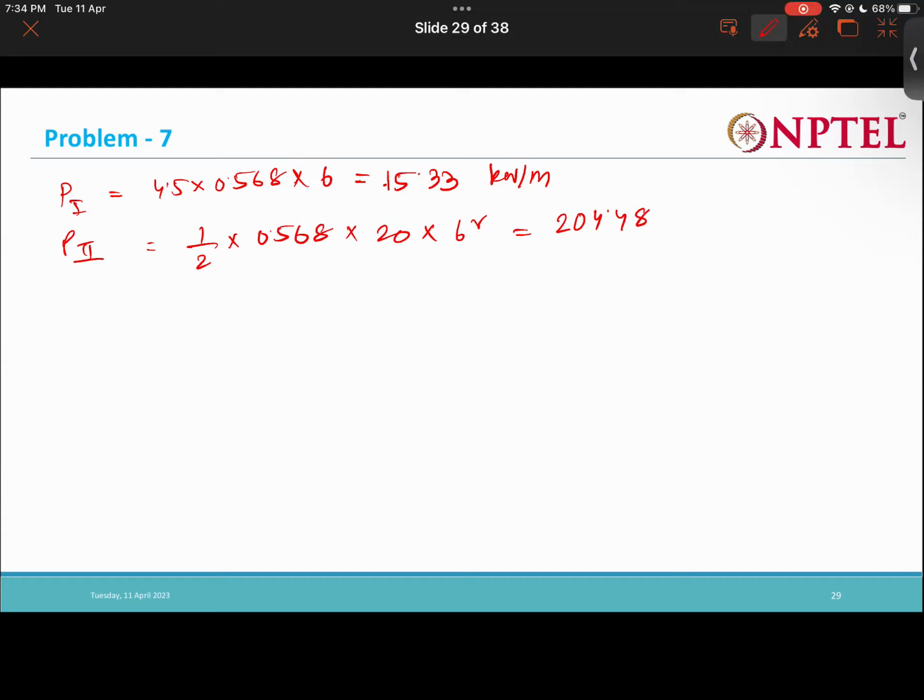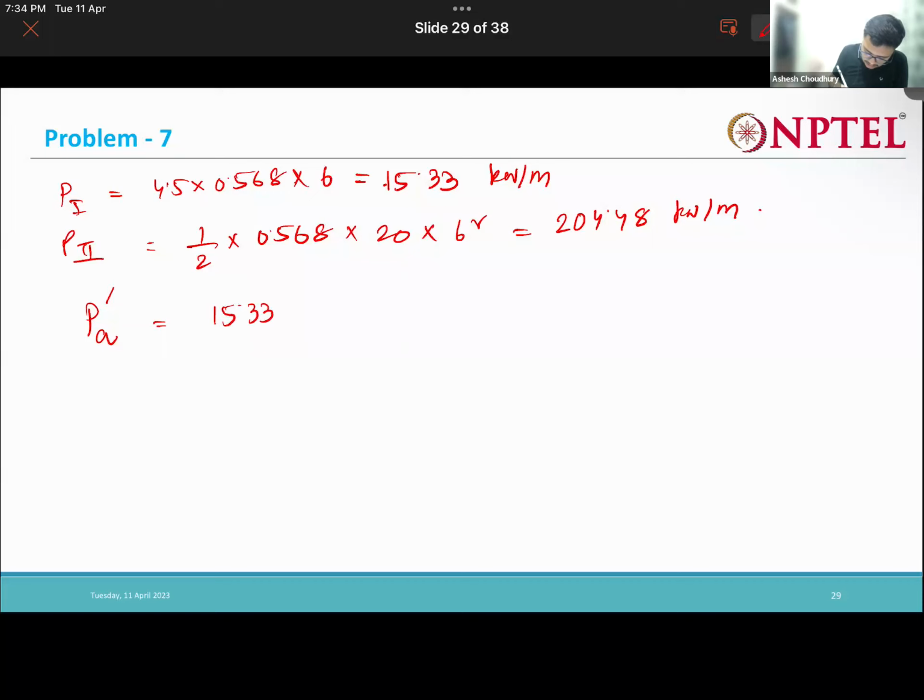204.48. So total PA dash I will write as PA dash is equal to 15.33 plus 204.48. How much will it be? 219.82.